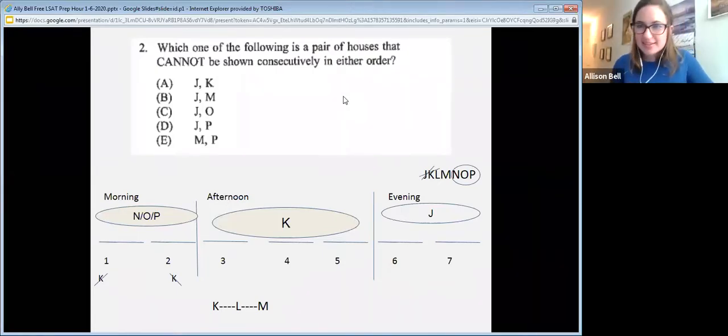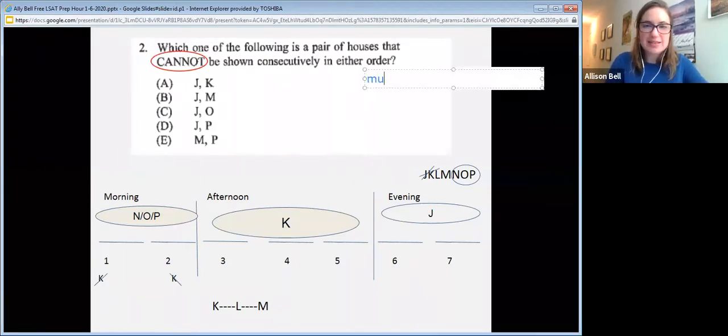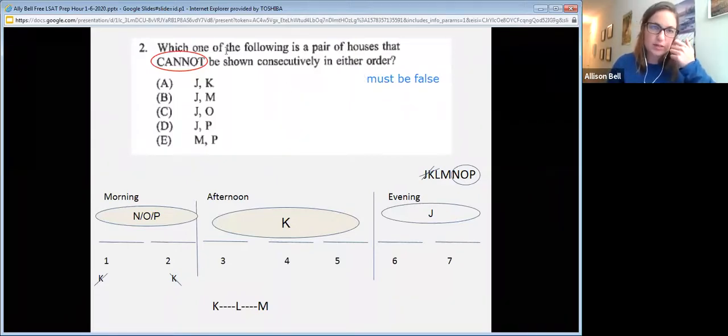Okay, that's about a minute and a half. I see a couple answers have come in. You can keep them coming. Let's talk about how to interpret this question. So now we're being asked, which of the following is a pair of houses that cannot be shown consecutively in either order? So I'm looking for something that's just not possible based on this game. Another way to put that is that I'm looking for something that has to be false. I can't have these letters in this particular order.